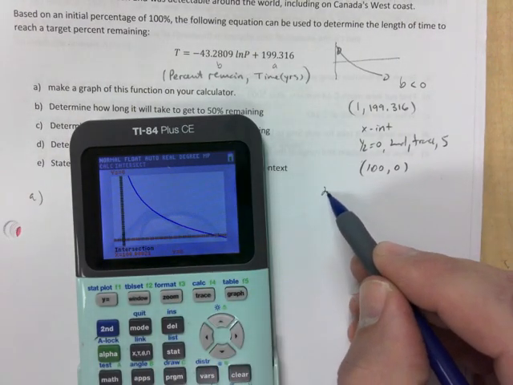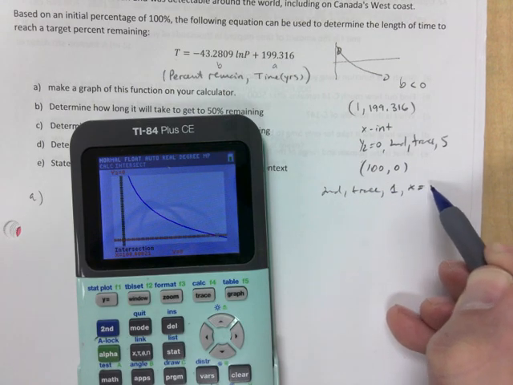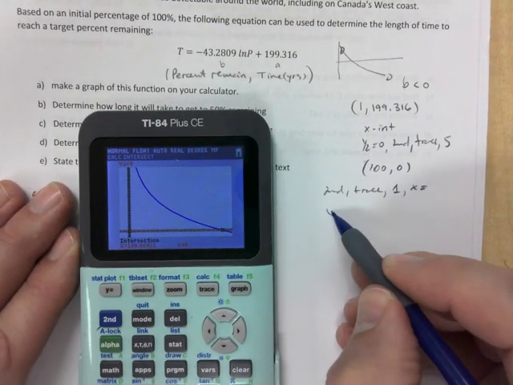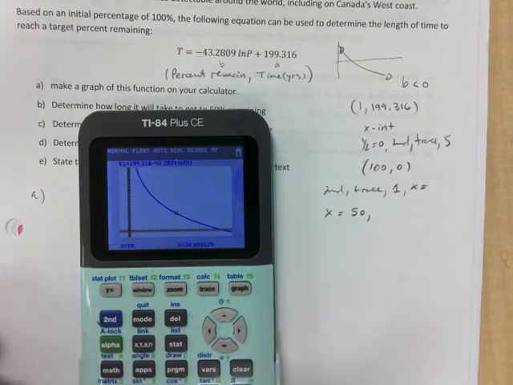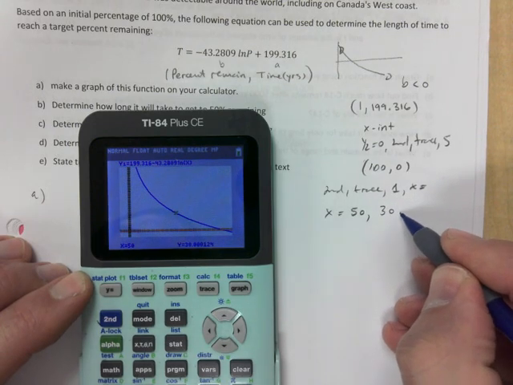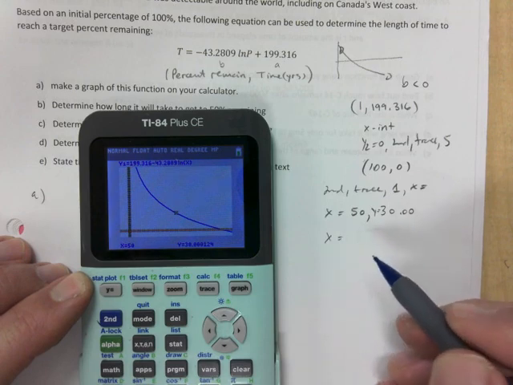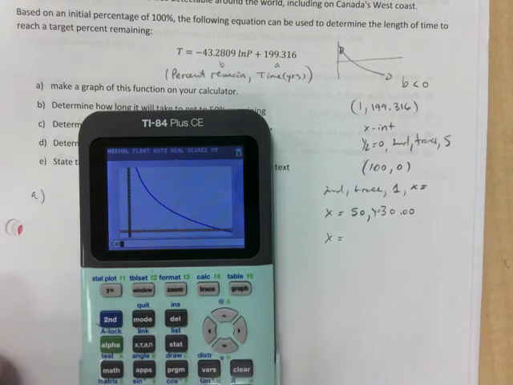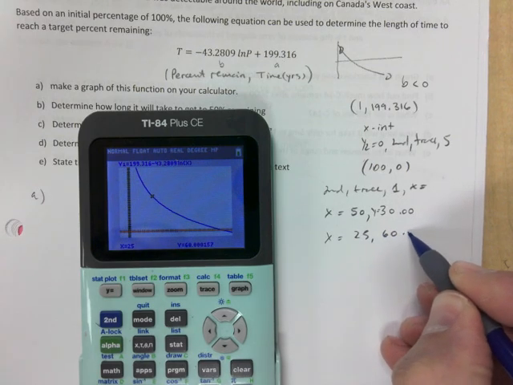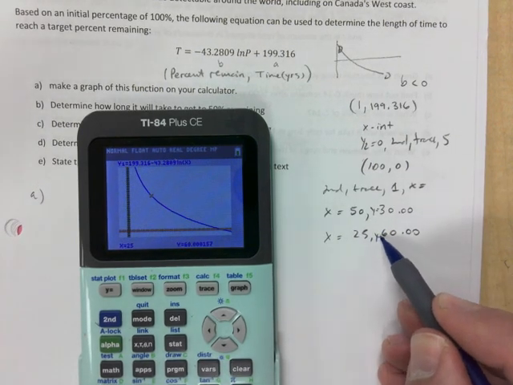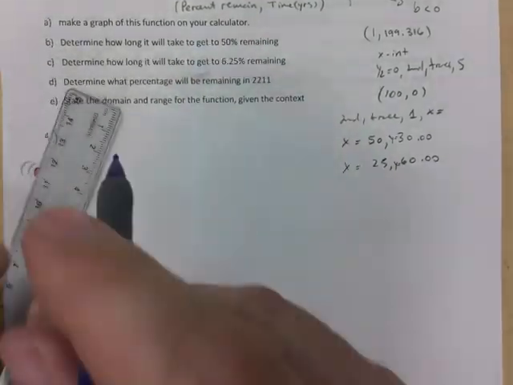So then we're going to find more points: second trace, 1, I'm going to let x equal 50. That gets you to 30.00. Nice. For the y, if x is equal to, let's say, 25, that's exactly 60. Not bad at all. So there you have your reference points. Then you graph it.